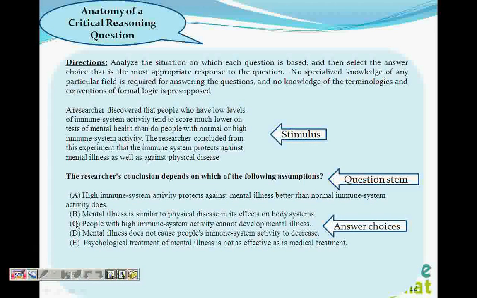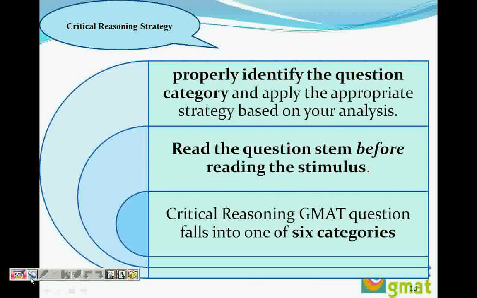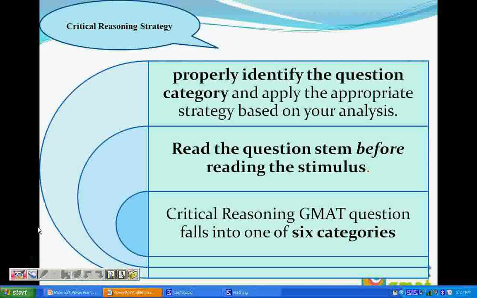Okay. So now this is the construction of the critical reasoning question. We have direction, then this portion is called stimulus, then we have a question step, and then we have 5 answer choices. The paragraph which comes is called a stimulus, then the question is called the question stem. And finally we have 5 answer choices.